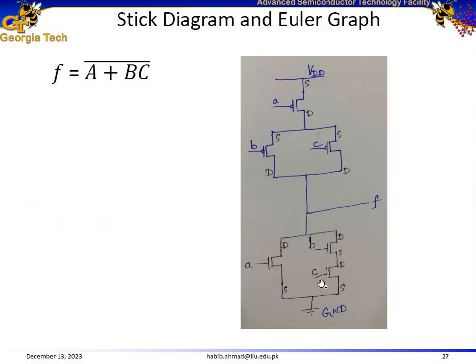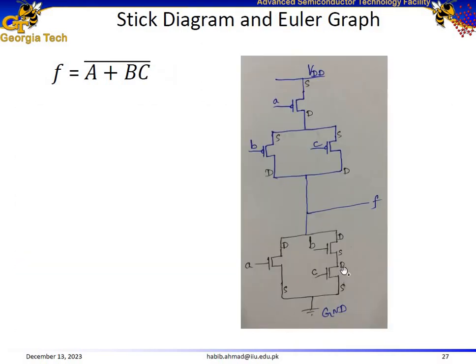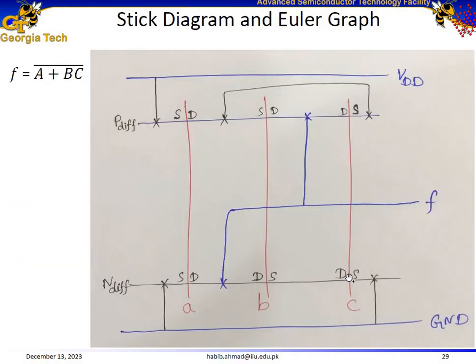Now the drain of C is connected with the source of B. So if this side is labeled as the source, this side becomes the drain of C. Okay, and the drain of C needs to be connected with the source of B. So label this side as the source of B. Then this side automatically becomes the drain of B. And this side automatically becomes the drain of A.